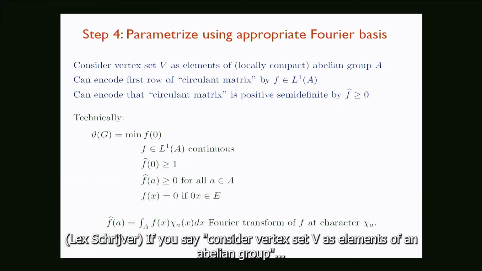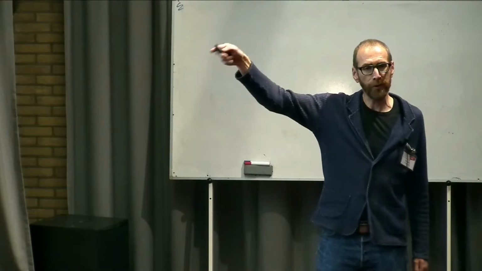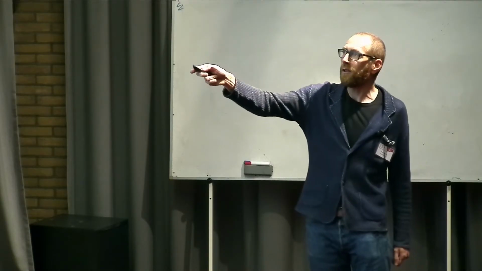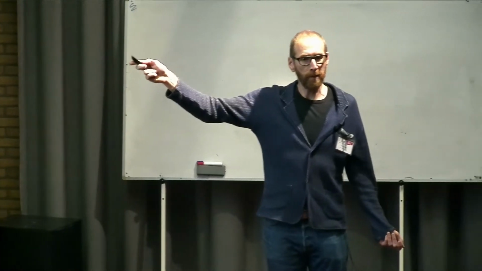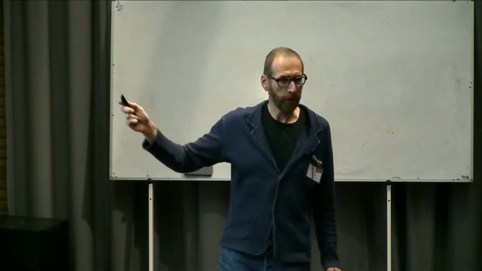If you say, consider set V as elements of an abelian group, do you mean consider V as A? Yes, V is equal to A. And A in this example we had before was Z mod 5Z. And you can also do it for more complicated abelian groups, R^n for example. And then this is also working out.